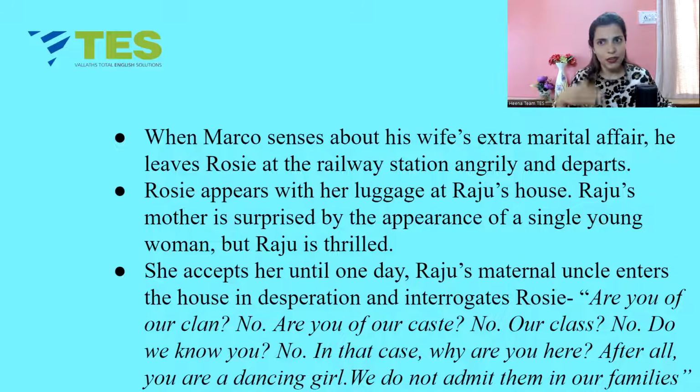Raju's mother, as you know, father is no more. Raju's mother, who is a traditional woman, is surprised by the appearance of a single young woman at their doorstep. But Raju is thrilled and happy. For some time, the mother accepts her until one day Raju's maternal uncle, which means mummy's brother or Raju's mama, enters the house in desperation and interrogates Rosie by saying all this.